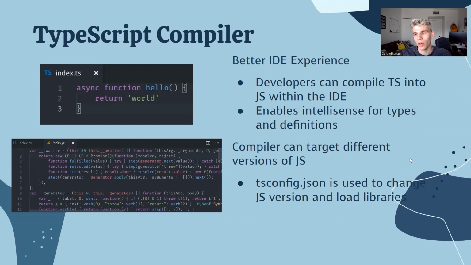The compiler can target different versions of JavaScript using the tsconfig file, which I will show in a second. Here on the left, you can see that a simple async function in TypeScript compiled in ES3 JavaScript, which doesn't have async, produces all this code just to have an async function. So the cool thing about this is that you can target older browsers as well as future ones at the same time.